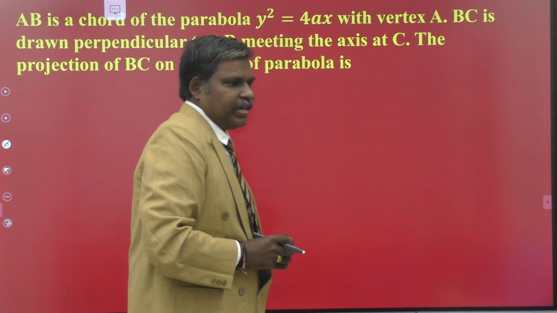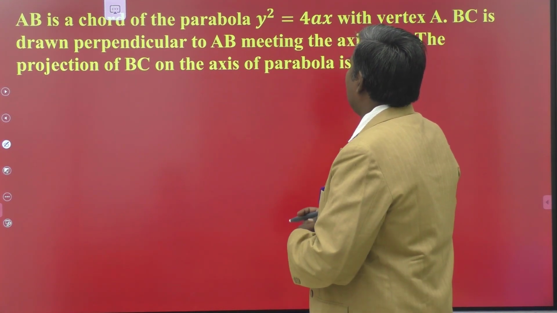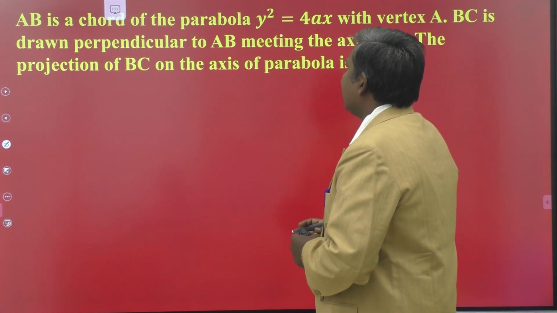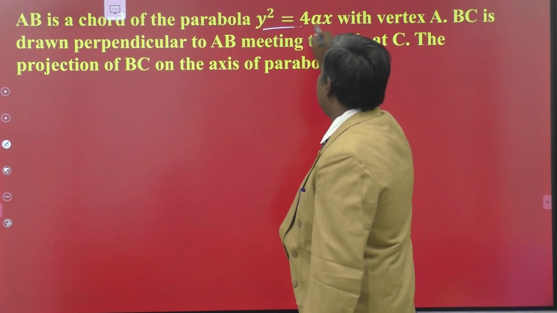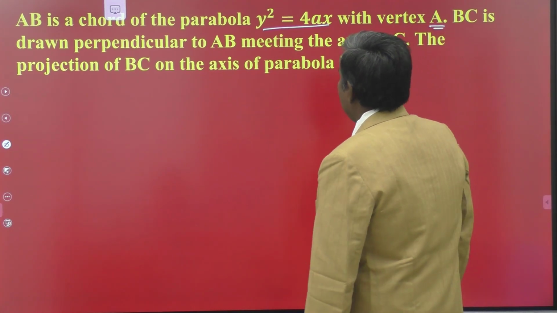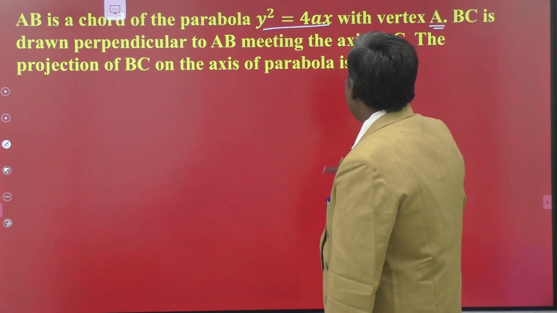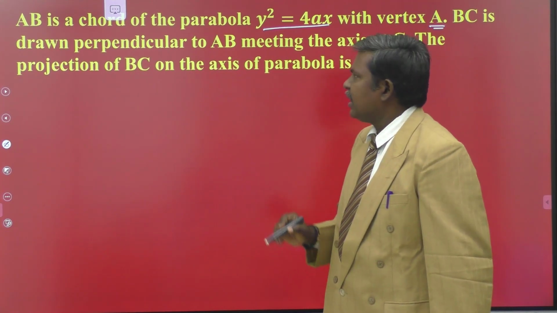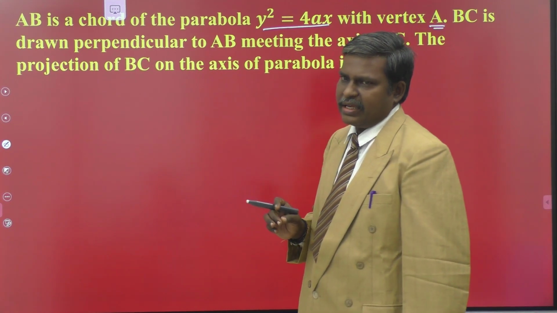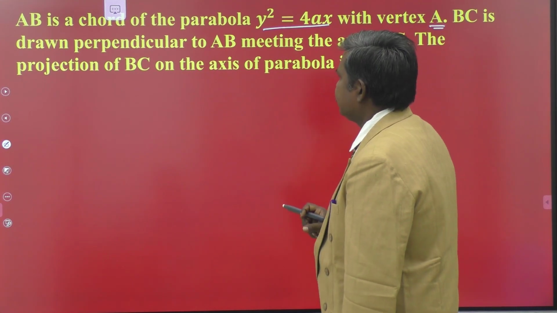This is also a very interesting question for you. AB is a chord of the parabola y square is equal to 4ax with vertex at A. This is the vertex of the parabola. BC is drawn perpendicular to AB meeting the axis at C.